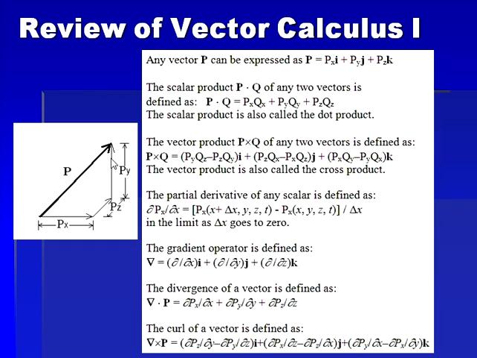It is usual to define i as a vector of unit length in the x direction, j as a unit vector in the y direction, and k as a unit vector in the z direction.